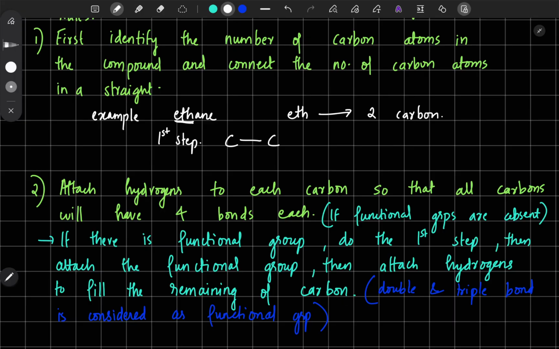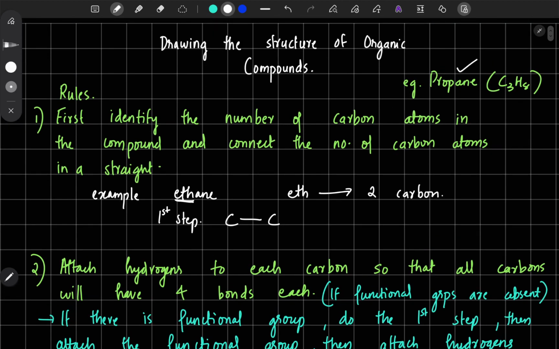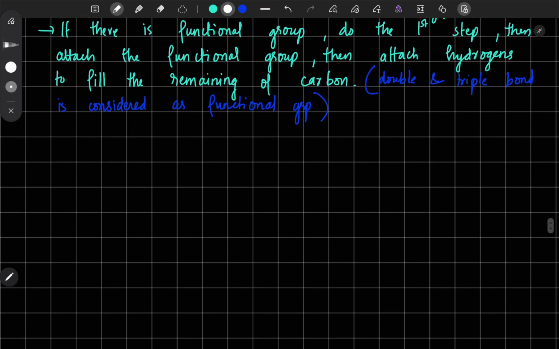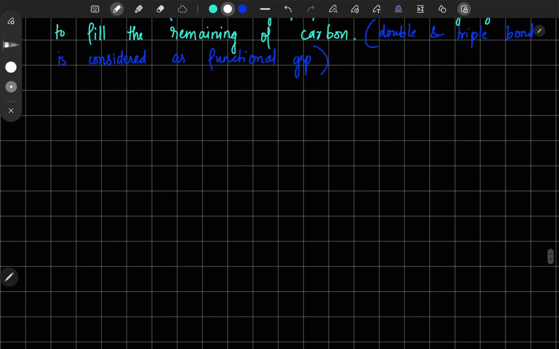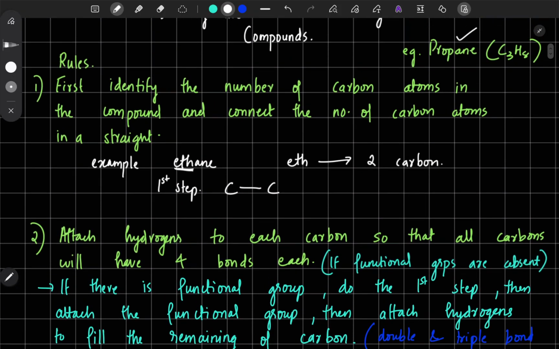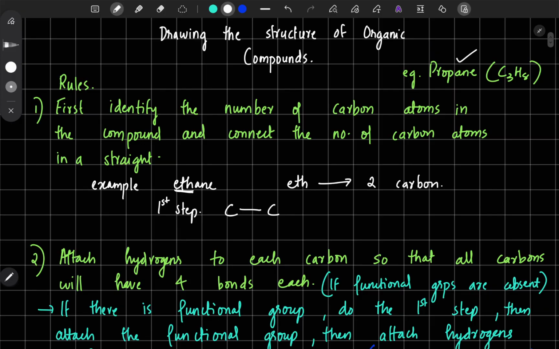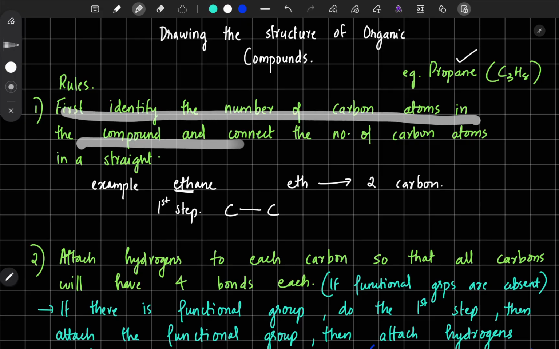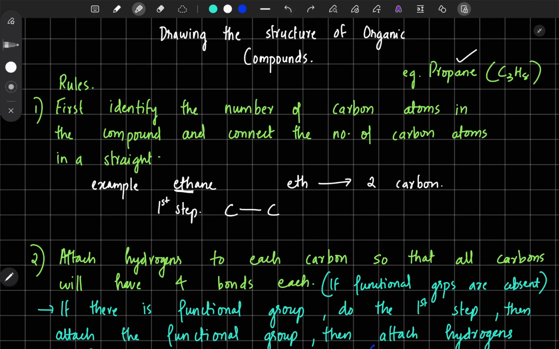So which one do we need to take? Let us take this one itself, propane, as our first example. So let us take propane, that is what we need to draw. First thing, identify. What is the first step? Identify the number of carbon atoms, that is the first step.